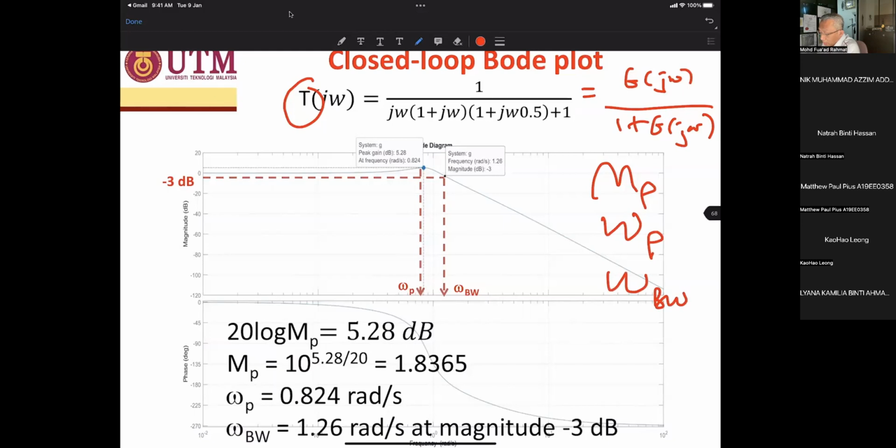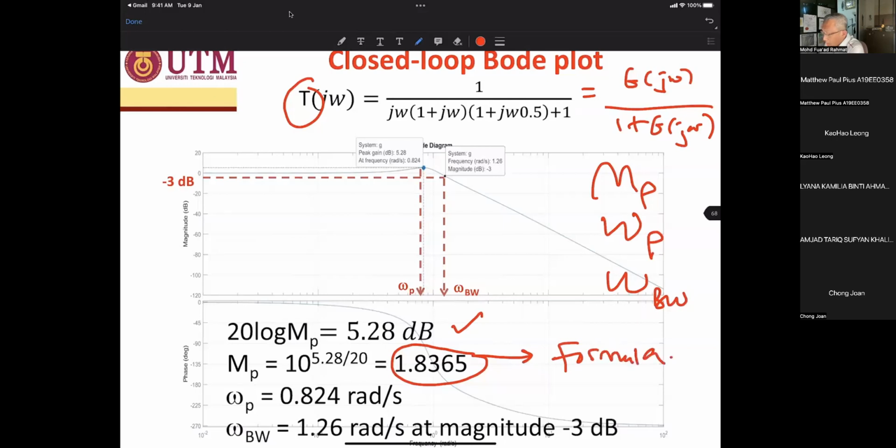So let's go to the peak magnitude. The peak gain is 5.28 decibel here. But the MP is not in decibel. So 20 log MP equals 5.28 decibels. Using anti-log, 10 to the power of 5.28 divided by 20, we get 1.8365. Okay, this value is very important because we are going to insert it into the formula in order to find the corresponding zeta. The ω P is 0.824, which we call the resonant frequency.